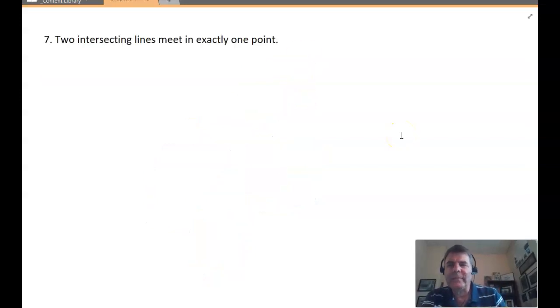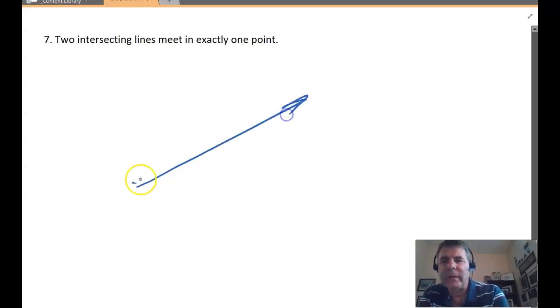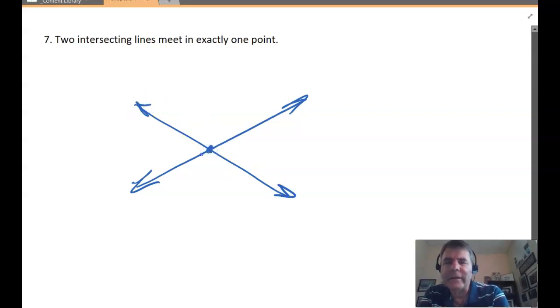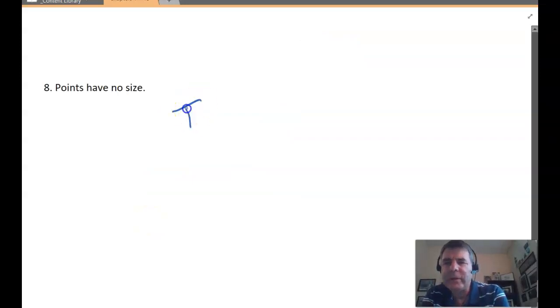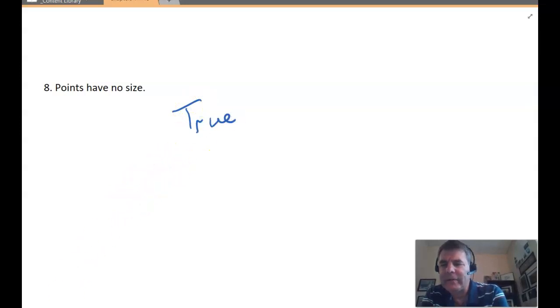True or false? Two intersecting lines meet at exactly one point. Okay. There's one line. There's another line. True. They intersect in exactly one point. Lines can't curve around and hit each other in another spot. So that is true. Is it true or false that points have no size? Well, that is true. Okay. Points have no dimension, no size.